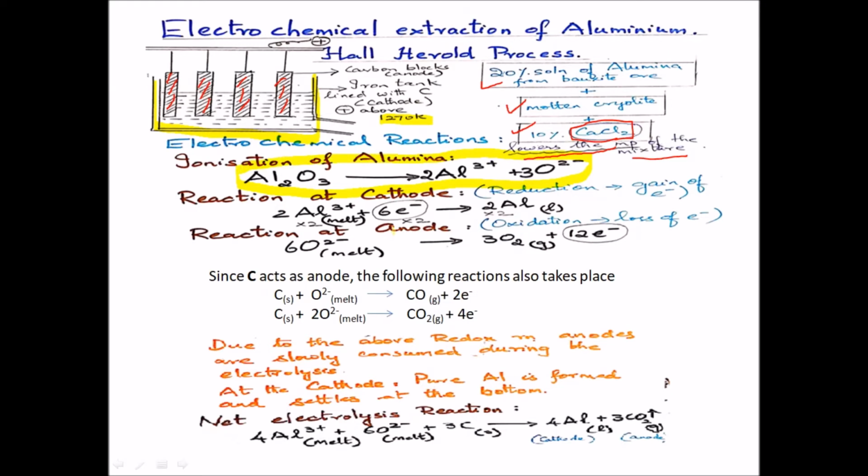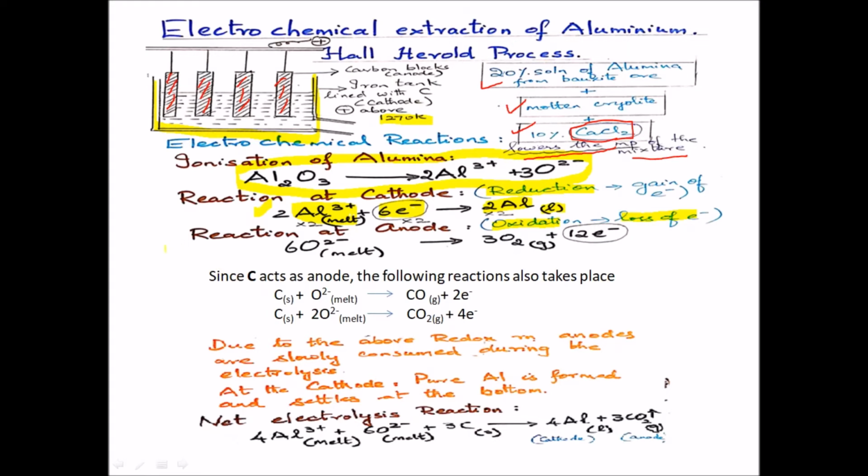During this electrolysis, there are reactions which take place at the cathode where reduction and gain of electrons occurs, and there are reactions that take place at the anode where oxidation or loss of electrons occurs. Let us see what are the reactions that take place at the cathode. At the cathode, the aluminium ions, which are positively charged, combine with 6 electrons to form 2Al, which is in the liquid form. There is a gain of electrons that takes place at the cathode.